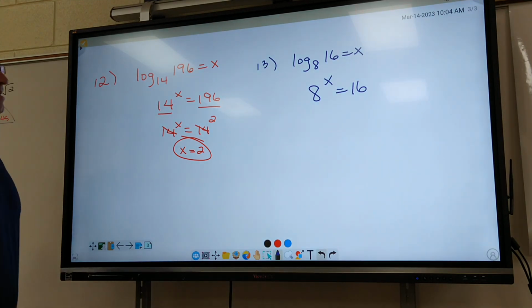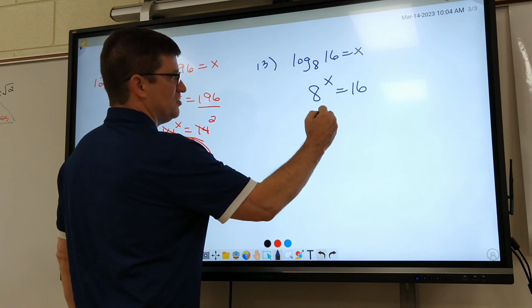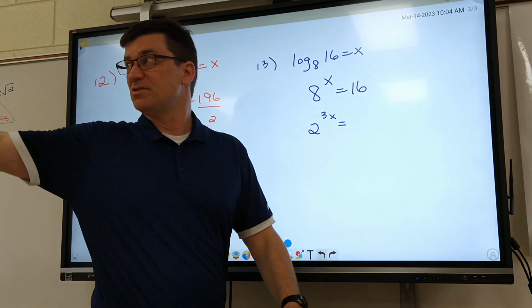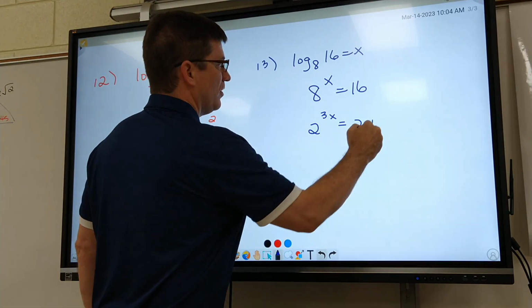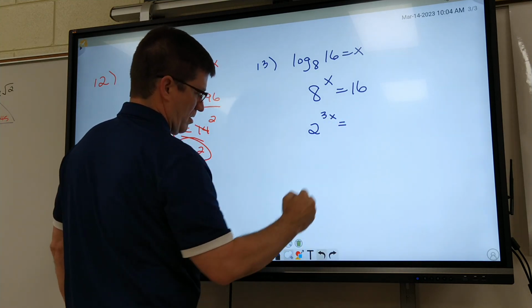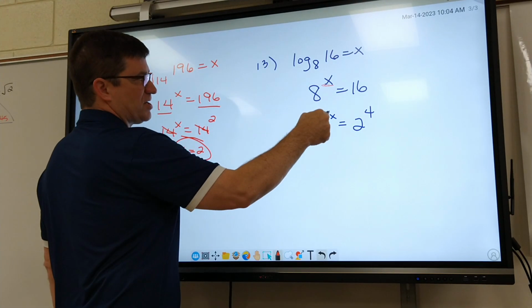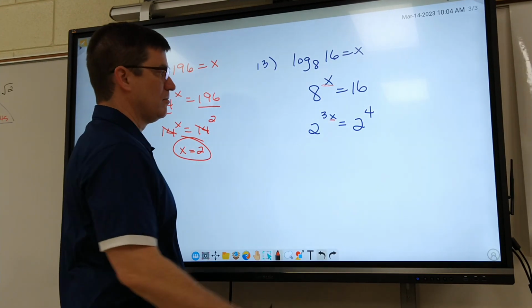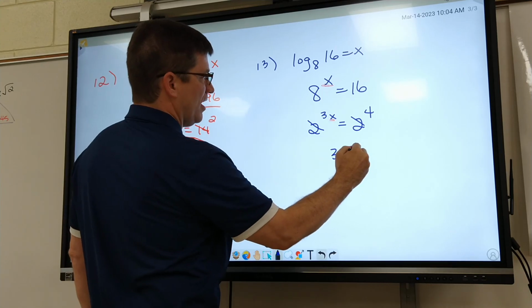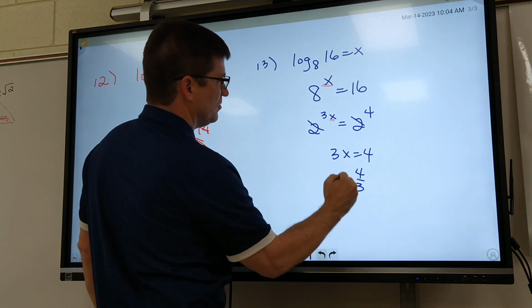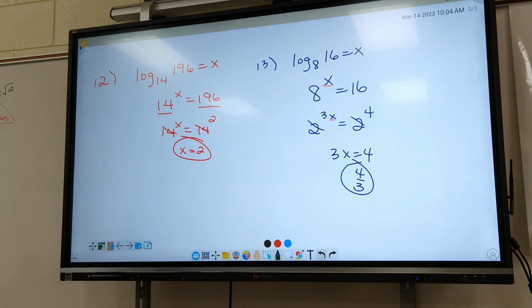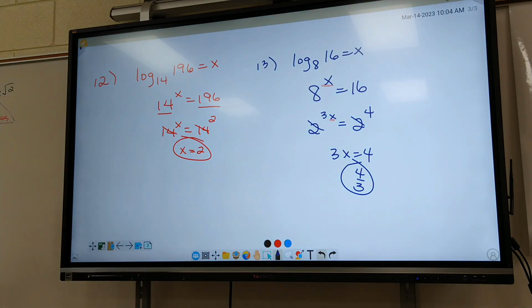All right, so what does 8 change into? 2 to the 3rd. What does 16 change into? 2 to the 4th. So if your x was already an exponent up top, I just left it up top. Mark them out now. You got 3x equals 4, so my answer is 4/3. I'll show you one more, then we'll see if y'all can do the back by yourself. If you wanna plug it in on the midterm, if you wanna do it that way, that's fine.